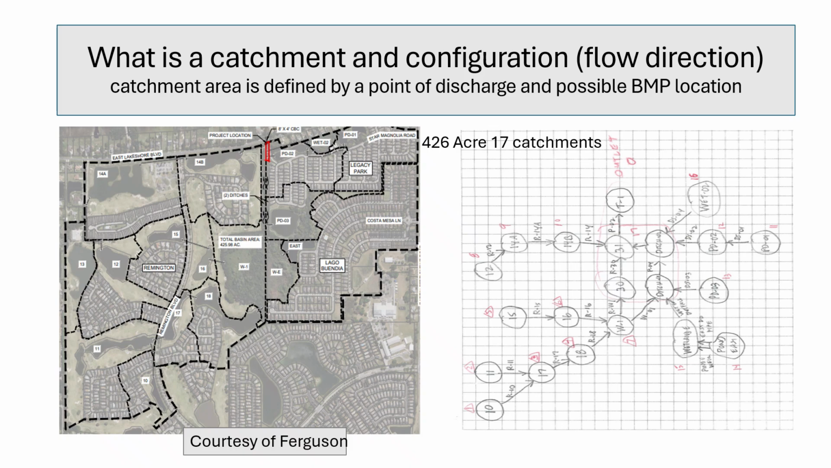The program is designed to be highly flexible, allowing for an unlimited number of catchments and configurations to be modeled. For instance, BMPFast has been utilized to provide assessments of annual loading for as many as 17 catchments over a significant 426-acre watershed. This data is courtesy of Ferguson.